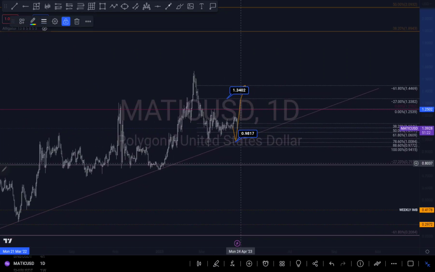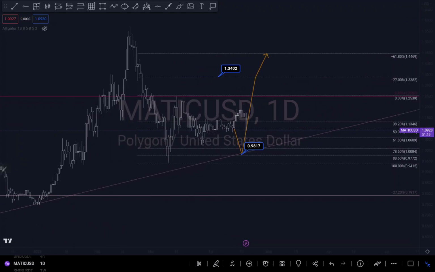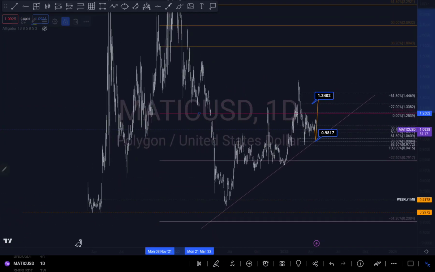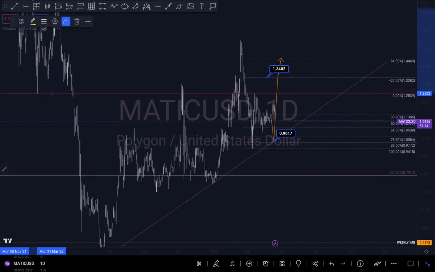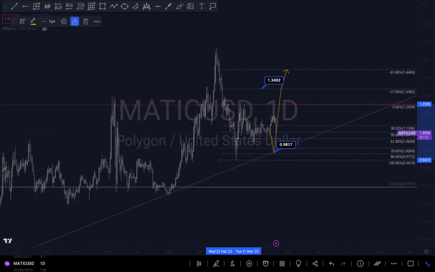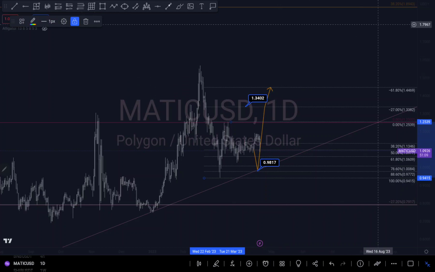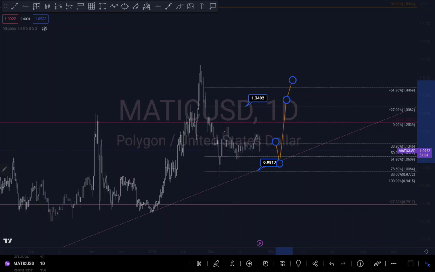So in Matix, we can see that I said there's a possibility that we might push to the downside in Matix too. This is my area right here. Let me unlock and let's see. I said we might push down to this level right here, and as we can see, we are pushing down currently.